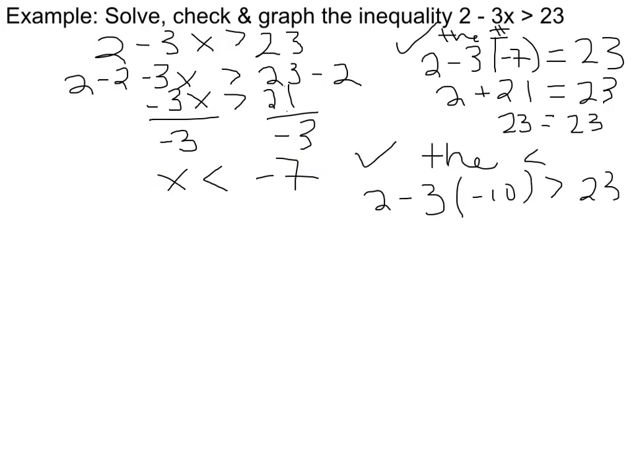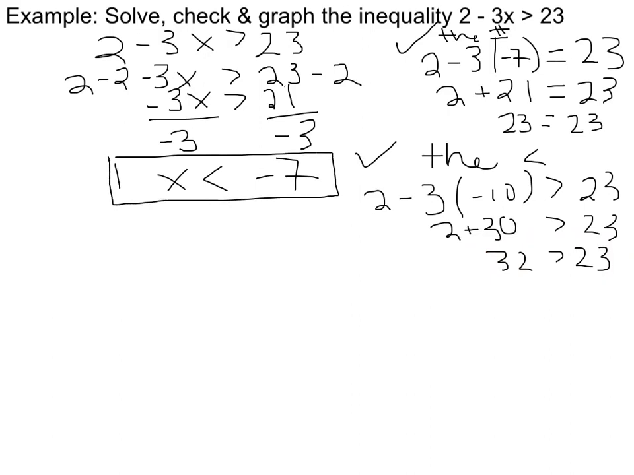So now substituting that into my original inequality, I just used my negative 10 in place of my x. And if I simplify, I should get something that is true. Simplifying, I get that 32 is greater than 23. That's true. So I know that the less than is also correct. So now that I've checked my number and checked the direction of my inequality, I now know my answer is correct. So the last step is to graph my inequality.